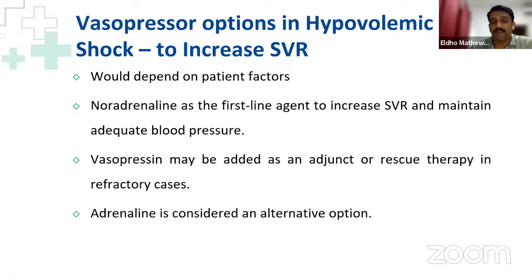Noradrenaline will be the first. After giving adequate fluids, if the patient's blood pressure is not improving and tissue perfusion is not achieved, then we have to initiate noradrenaline, which can increase the systemic vascular resistance as well as the blood pressure. Vasopressin is the adjuvant therapy in refractory cases, and adrenaline will be another option if not improved with the other agents.